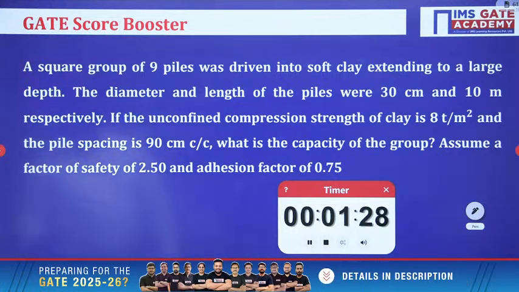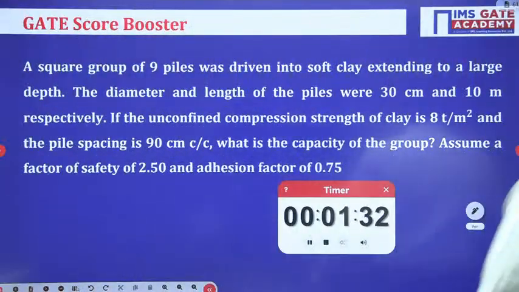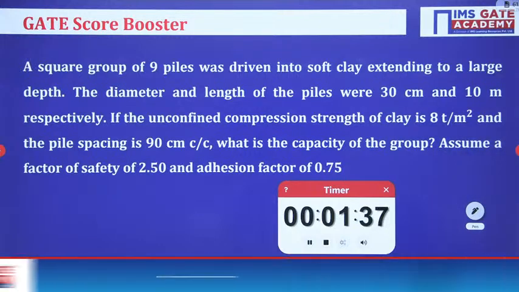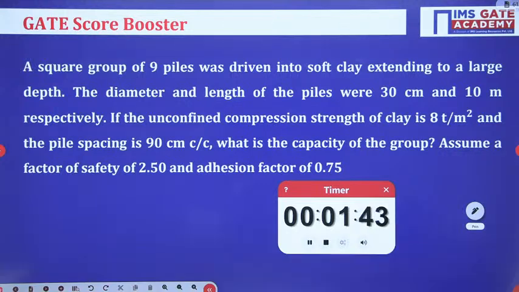Sir, try to read the question here. A square group of 9 piles were driven in a soft clay extending to a larger depth. The diameter and length of the piles are given. If the unconfined compressive strength is given and the pile spacing is given, what is the capacity of the pile group, if the factor of safety is 2.5 and the adhesion factor is 0.75?